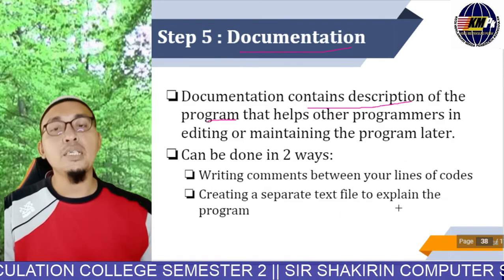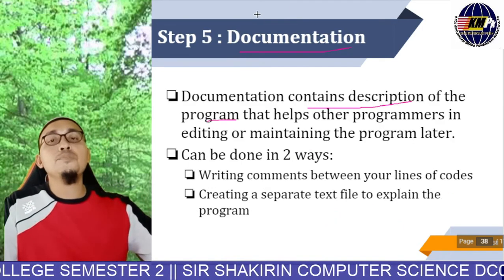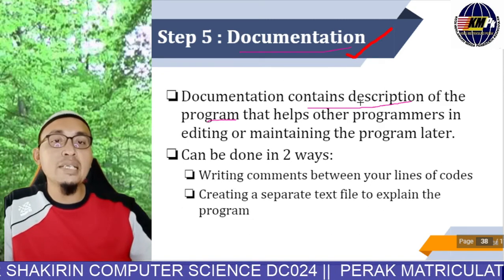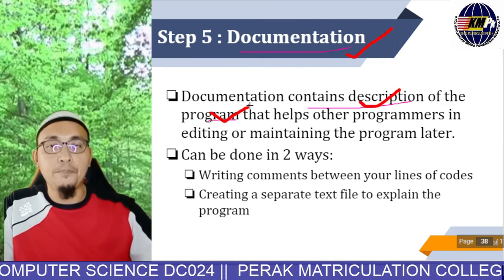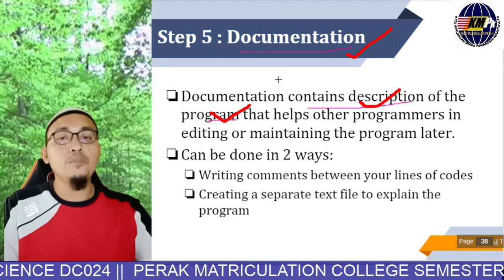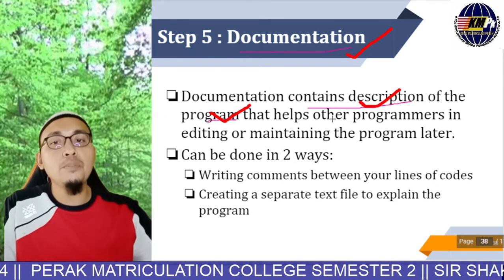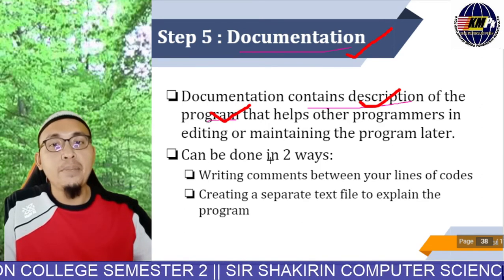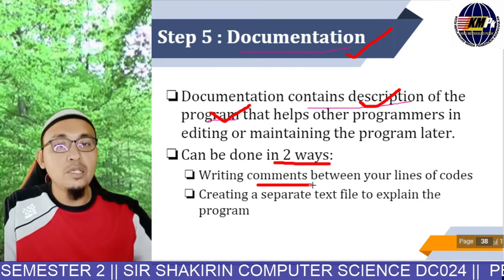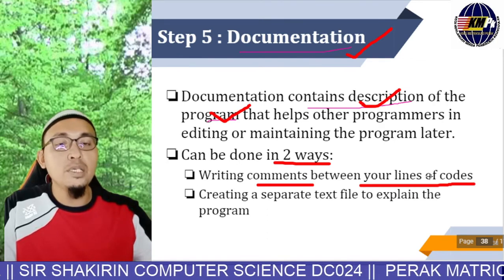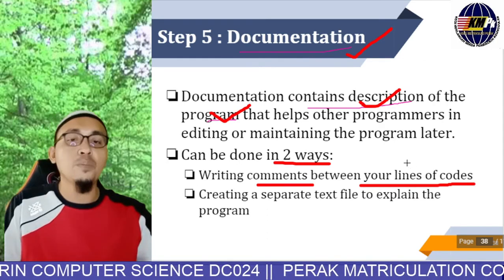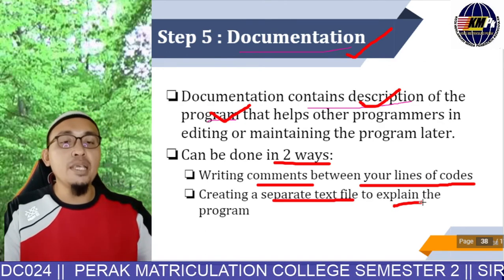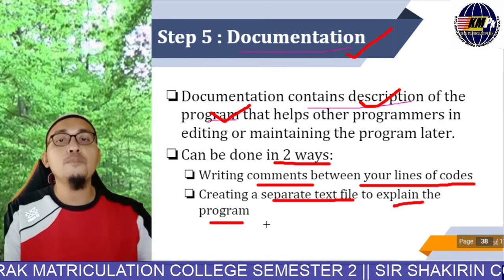Okay, let's look at the last step in problem solving. It is documentation. Documentation contains a description of the program. It's about details of the program that help other programmers in editing or maintaining the program later. It can be done in two ways. Writing comments between your lines of code, which is the coding documentation, and creating a script text file to explain the flow of the program.